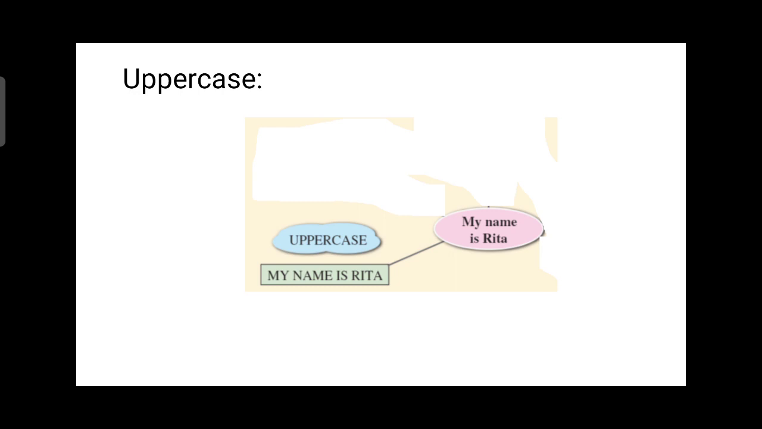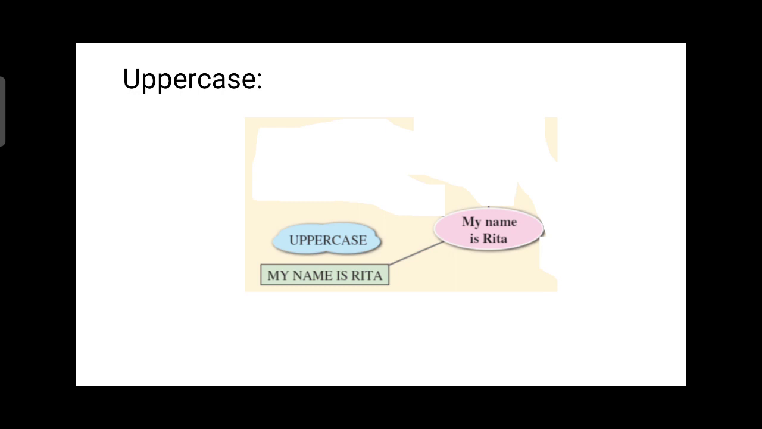Next one is uppercase. What is uppercase? All the selected text is converted into uppercase. Whatever you have selected, that text will be converted into uppercase. For example, you have written my name is Rita. Here M is capital and R is capital. If you want to change it to uppercase, select it, click on the change case option, and in the drop down list click on the uppercase option. You will get all the characters in capital letters.